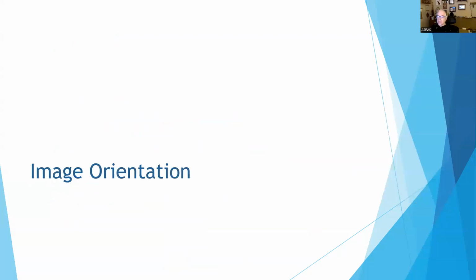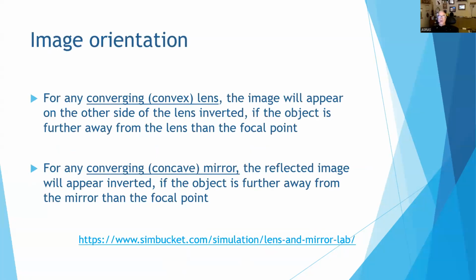All right, lastly, I want to take on image orientation. So we all know, or many of us know, that you don't see the image upright in the eyepiece the way you do when you look through the naked eye or binoculars or a spotting scope. For a converging or convex lens, the image on the other side of the lens will appear inverted if the object is further away from the lens than the focal point. And for almost all of our observing, that's true.